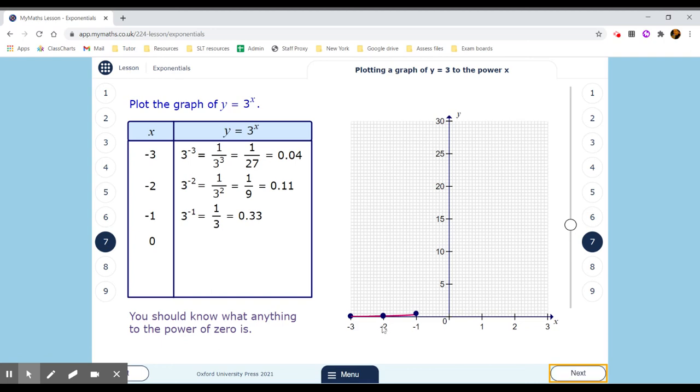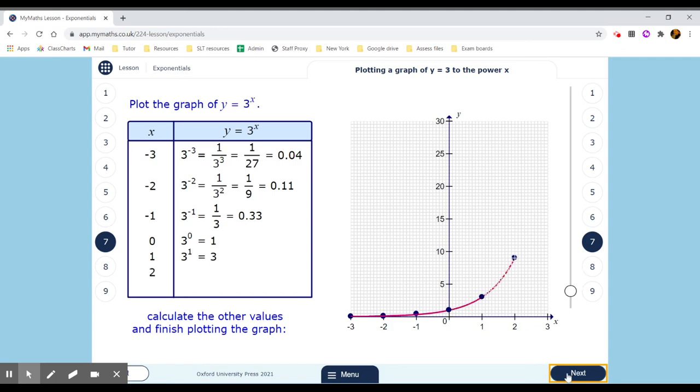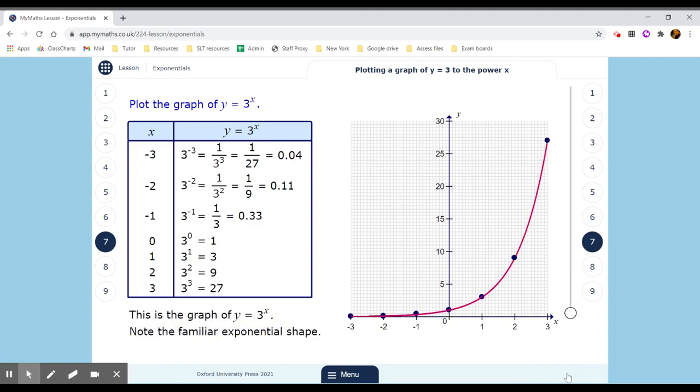You can see the graph is just starting extremely low. It's just starting to rise a little bit. When we get to 0, hopefully you can remember what anything to the power of 0 is, in which case it is always 1. Therefore the graph's gone up just a little bit more. Then 3 to the power of 1, so remember anything to the power of 1 is just itself. So that becomes 3. Then we get 3 to the power of 2, so 3 squared gives us 9, and 3 cubed then will give us 27.